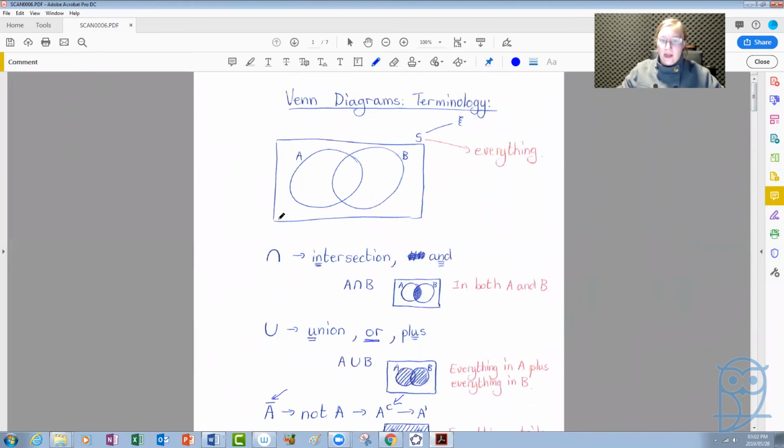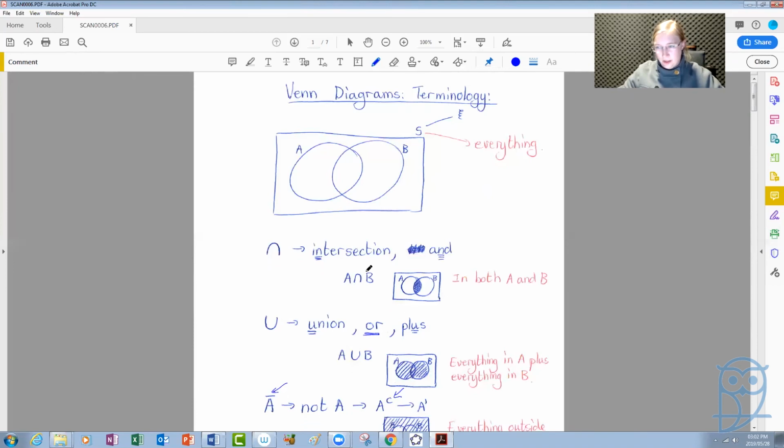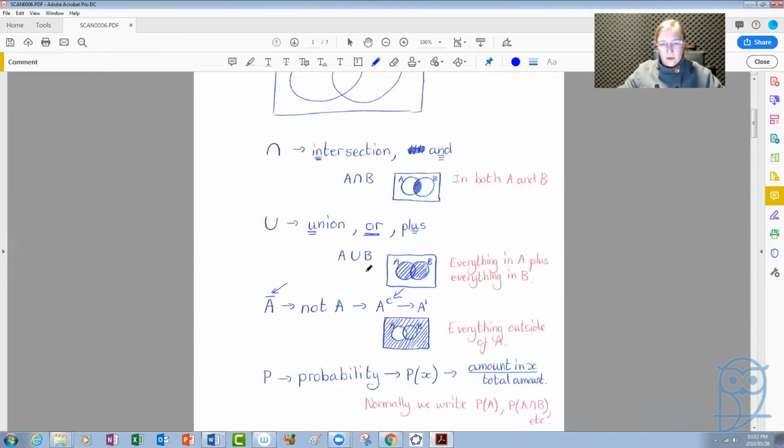So this front page here is the bit that is not in your books, the bit that they don't explain, and it's our terminology and what symbols we use for these things. So there you go.